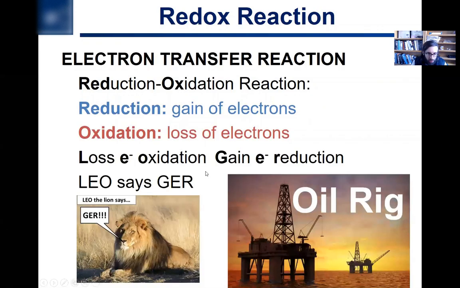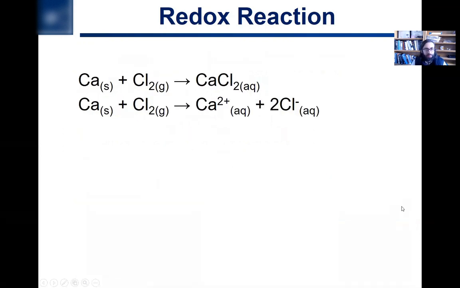And if you're having trouble remembering that, you can use the following two mnemonics. Leo the lion says Ger: loss of electrons is oxidation, gain of electrons is reduction. Or OIL RIG, which is the one I use: oxidation is loss, reduction is gain of electrons.